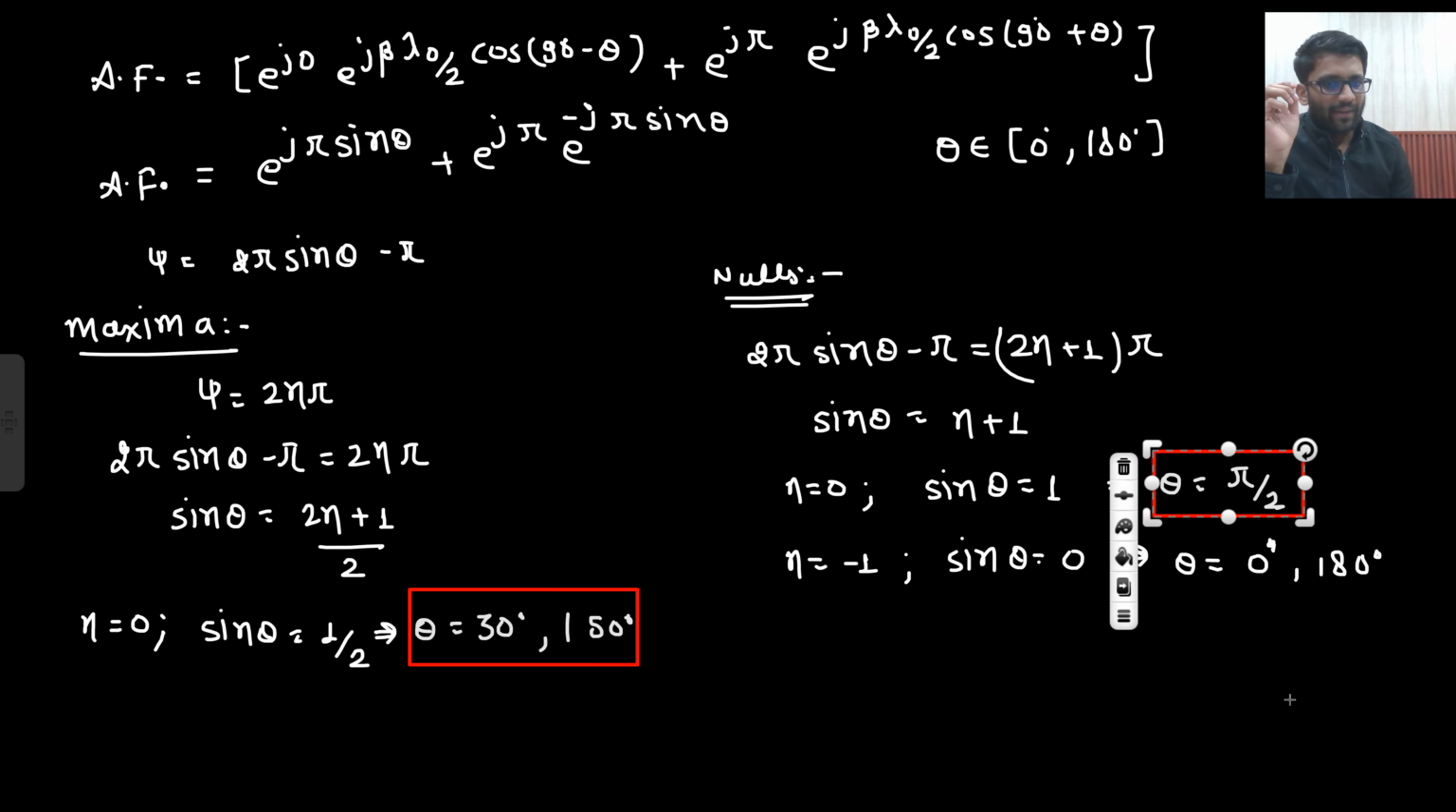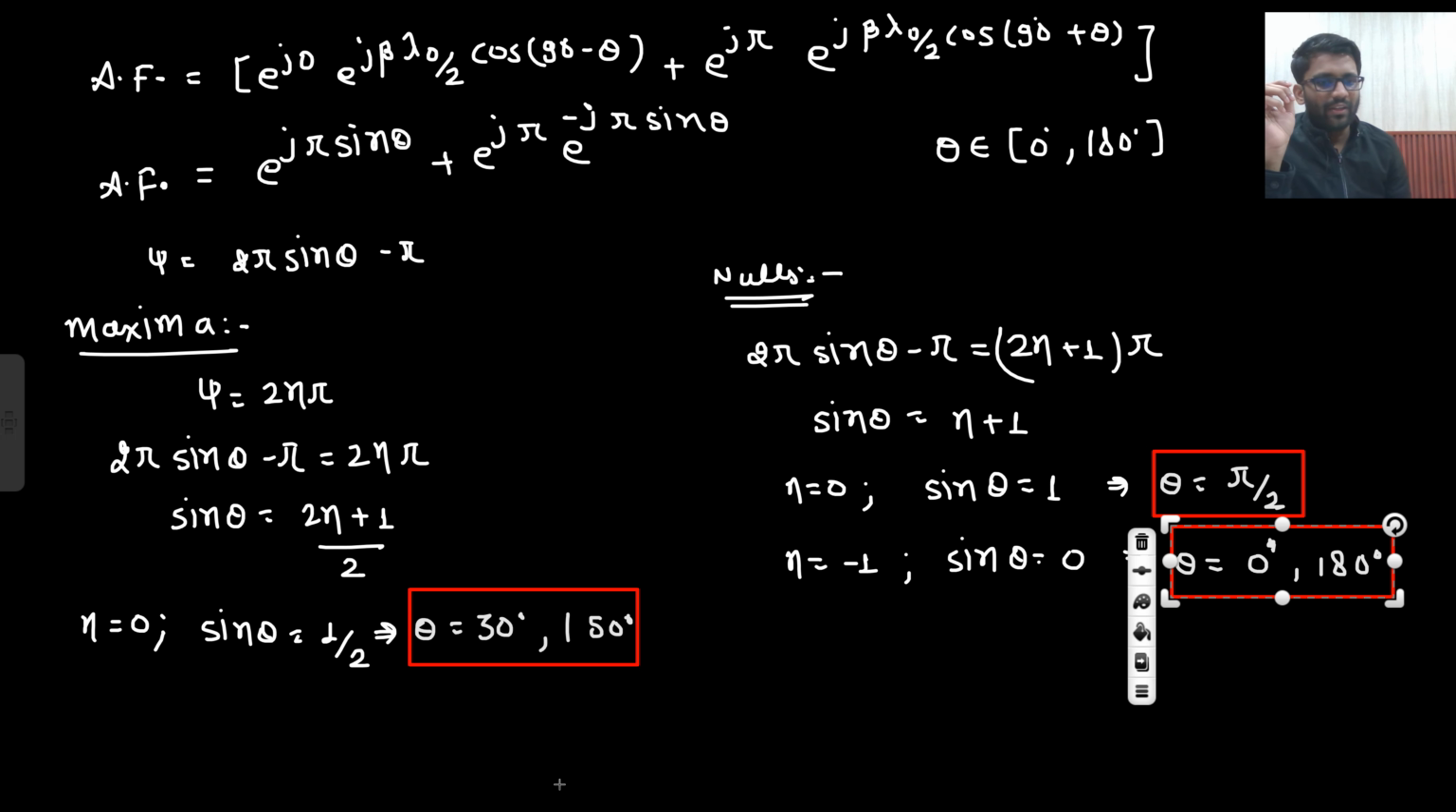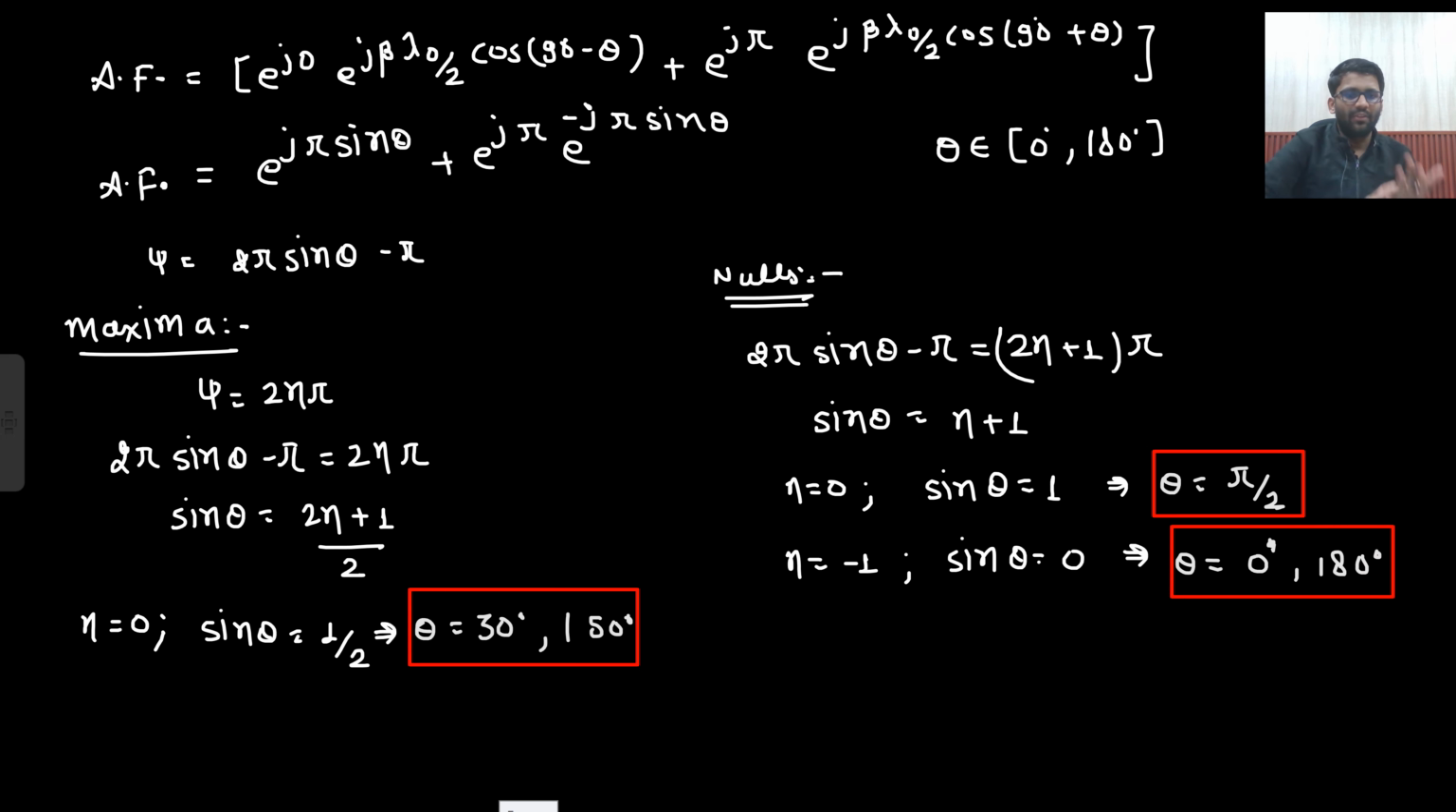Now I don't think you need half power. Do you need half power here? I don't think you need half power, because without even using half power, you can draw the radiation pattern now, because you are having enough data: 0 degree, 30 degree, 150 degree, pi by 2, 180 degree. You can make the radiation pattern, right? So forget about half power.